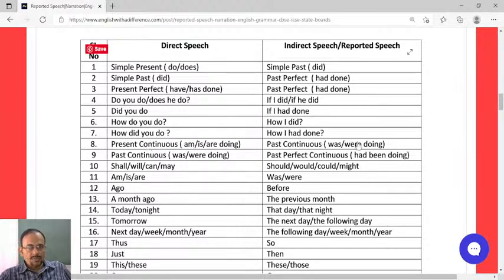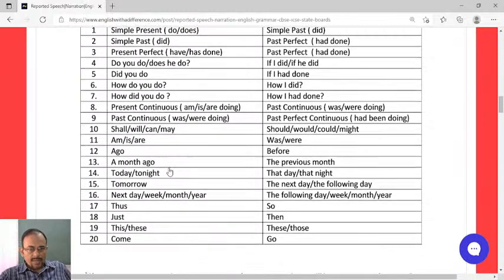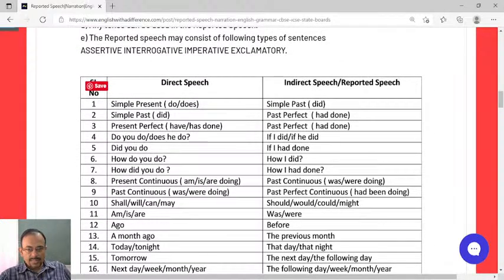Present continuous becomes past continuous; past continuous becomes past perfect continuous, right? Present continuous, meaning am, is, are doing, becomes was, were doing. Past continuous, was or were doing, becomes had been doing, right? So likewise, please revise this table once, okay, for reported speech. Okay, so dear students, now let's move on to the literature part.